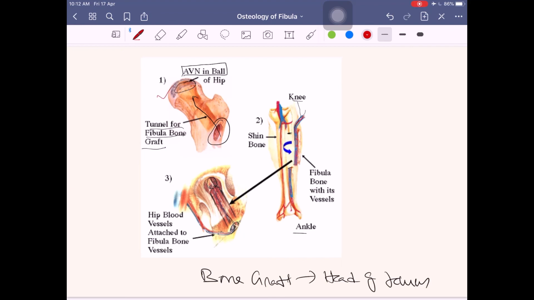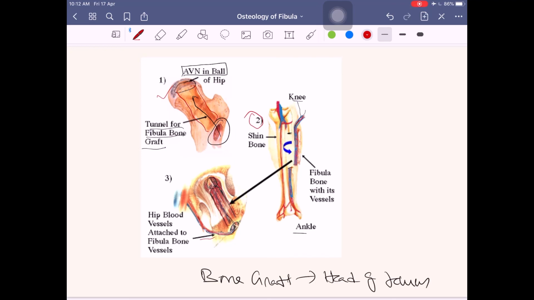And you see figure number 2. Here we can see a small piece is taken with the vessel along with it, and you see the vessel is still intact here, and a fibular graft is put inside this, and it will take care of this necrosis. Here we are using the fibula bone graft for the head of femur, where the head of femur has undergone avascular necrosis.